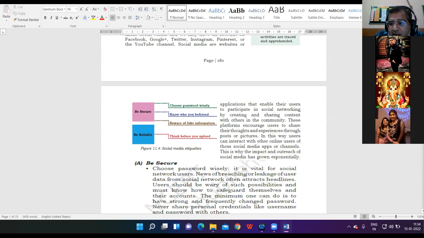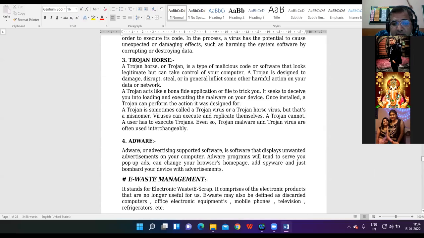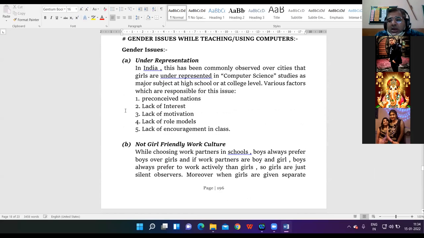Okay, so we were on the last topic, that is the gender issues. Yes, beta, that day I was discussing with you about the gender issues while teaching or using computers. It is believed that girls take less interest in the computer science subject. Why? What are the reasons for that? They are not given preference in the subject as compared to boys. Then some family pressure might be there. They prefer the girl to go with the arts and humanities subjects. They don't want the girl to enter or to study some technical subject. So such issues are there that finally result in gender issues, right?